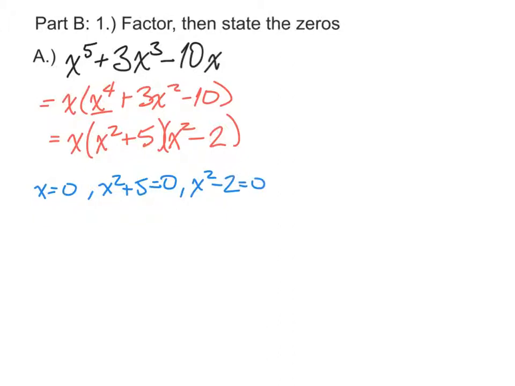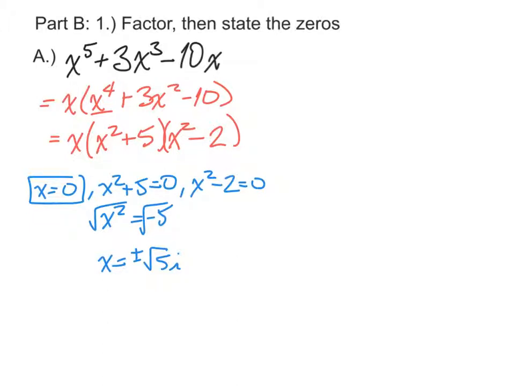Once they're all set equal to 0, we solve them. This one's already done, x equals 0. For the second one, we need to subtract 5 and then take the square root. Since we put the square root in, we're going to need plus or minus out in front, and the square root of a negative is i. The square root of 5 is going to be the square root of 5, and the square root of negative 5 would be square root of 5i.